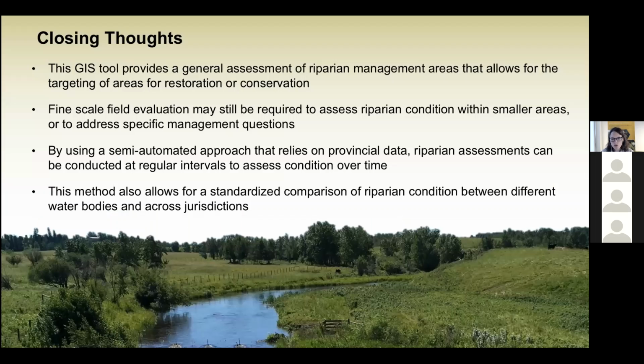Before I close, I just wanted to speak to some of the things that I see as being the major strengths and opportunities of this particular satellite-based assessment method. And the first is that because this tool can assess really large areas, it can be used to quickly identify areas on the landscape that are in really good condition and those that are in not so good condition. And so this information is really good for helping us to more effectively target our restoration and conservation efforts.